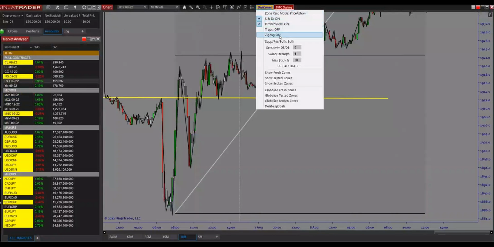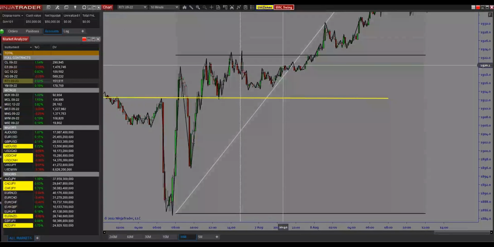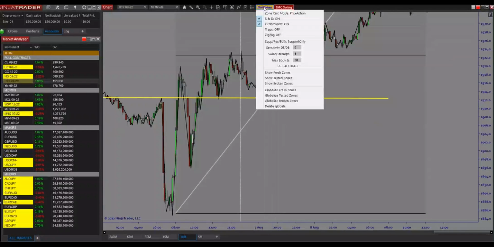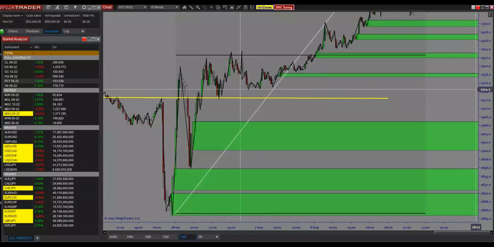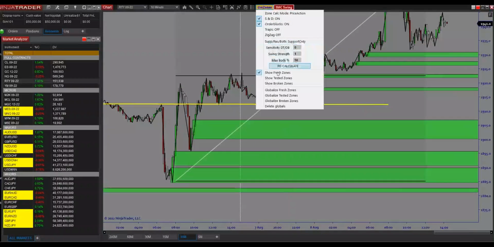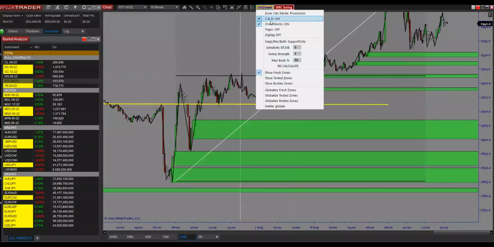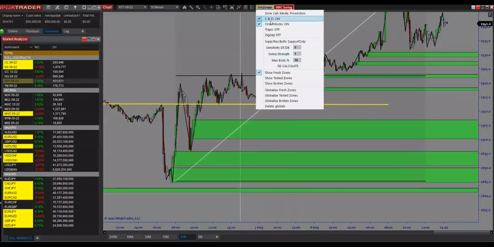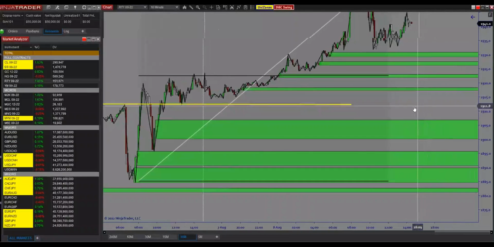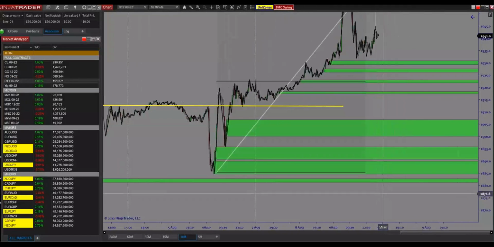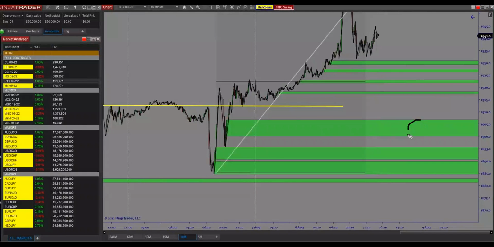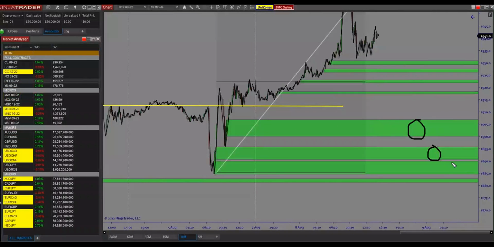And I'll just turn on support only. And let's go in here, put on some fresh levels. There they are. Now let's take a look. Do I got fresh zones here? Fresh. That's a supply and demand and order blocks. So you've got 3 trades in here. Trade number 1, trade number 2, trade number 3.